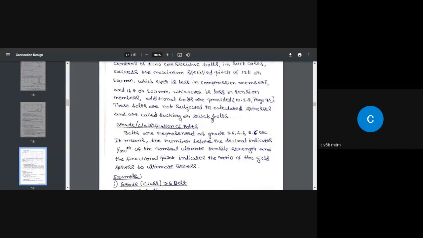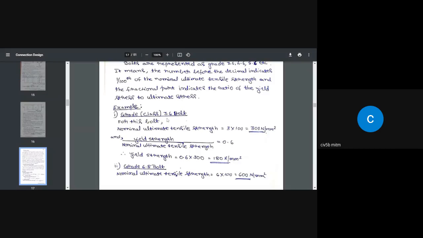So next comes grade and classification of bolts. We have different grades of bolts. Bolts are represented as grade 3.6, 4.6, 5.6, 8.8, 8.9, 10.9, etc. There are different grades of bolts. What we are going to make use of, in the majority of cases, is the 4.6 bolt. So when I say black bolt, ordinary bolt, grade C bolt, it means 4.6 bolt.